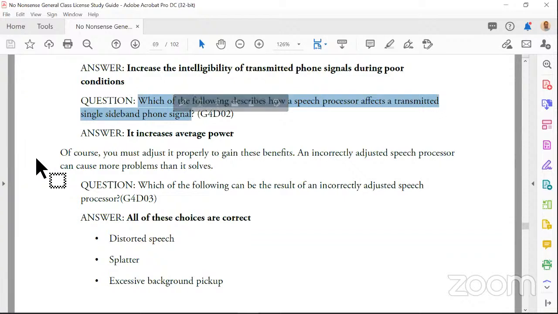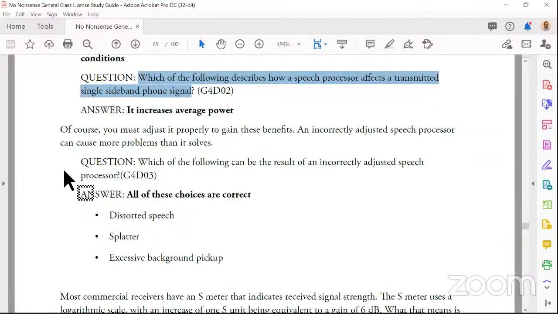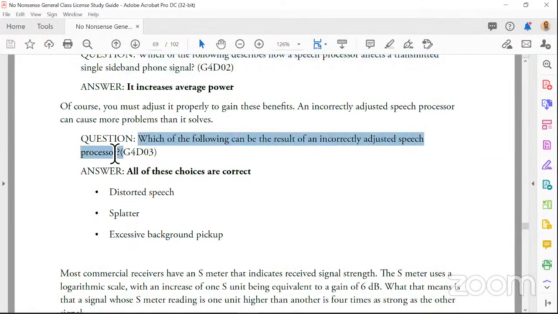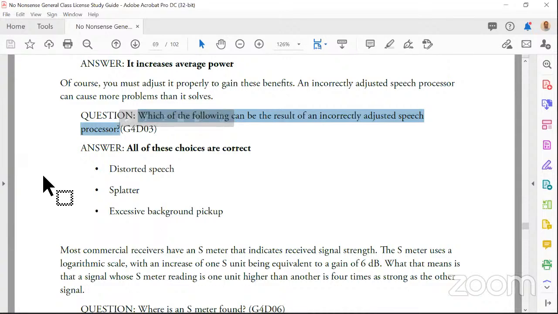Which of the following describes how a speech processor affects a transmitted single sideband phone signal? We showed a diagram of unprocessed speech and what the processed speech looks like, and processed speech shows an increase in the average power. That's what causes our signal to go a little further, because the average power of a transmission is stronger by having processed or compressed our speech. So the answer is it increases average power. Next one.